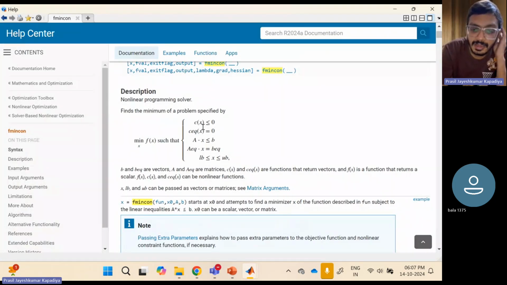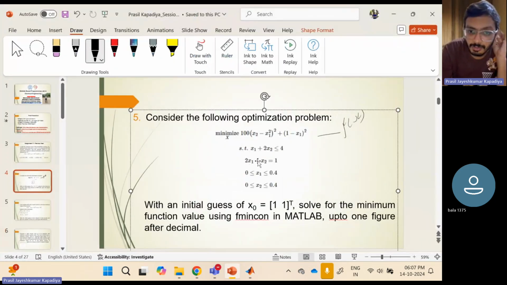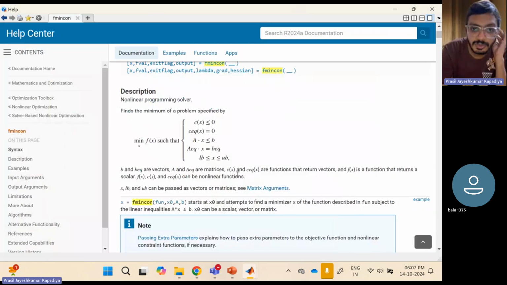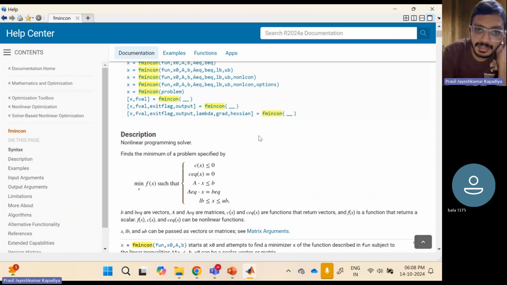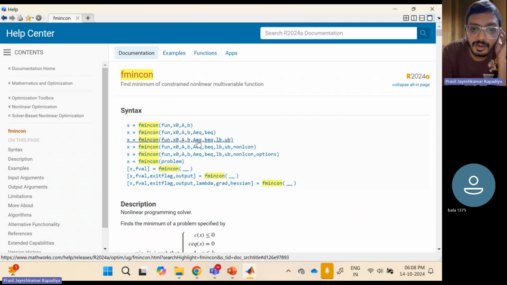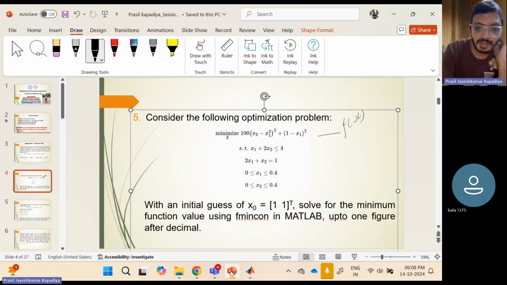So here we have C of x is given to us. Then CEQ of x is equal to 0. So this thing is given to us: 2x1 plus x2 minus 1 is equal to 0. So we have C and CEQ. Then these two terms we don't have, so we will not bother about this, and we have lower bound and upper bound. Okay. So what is the syntax? Syntax is this one.